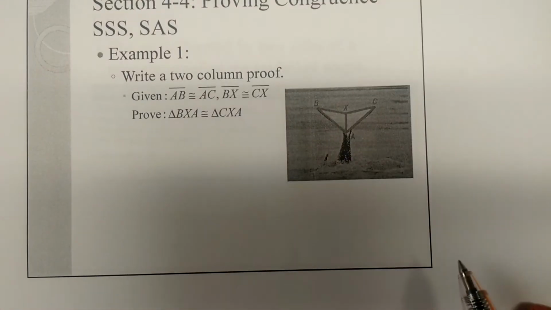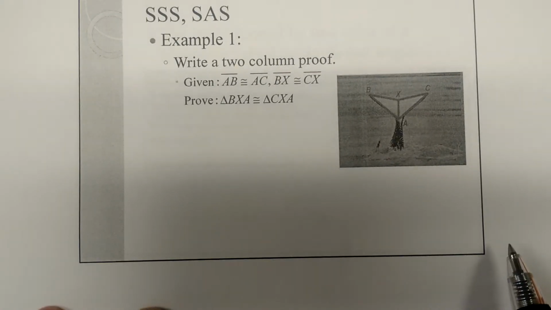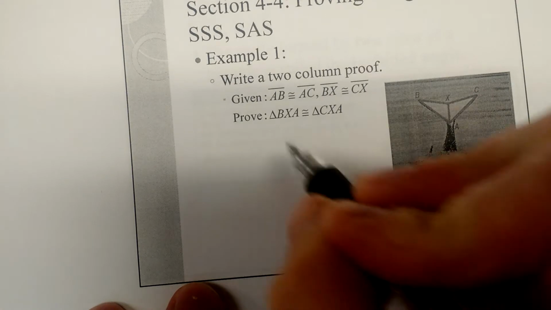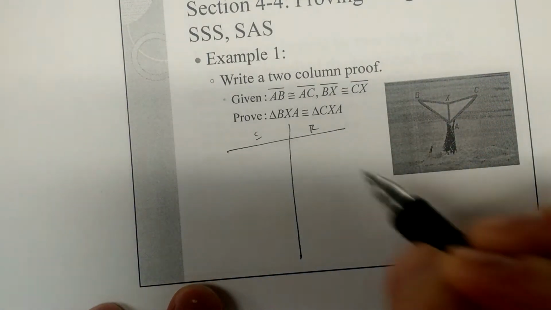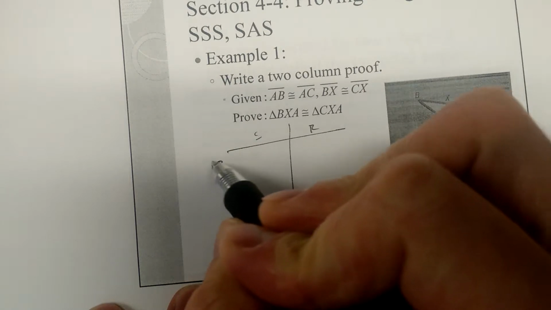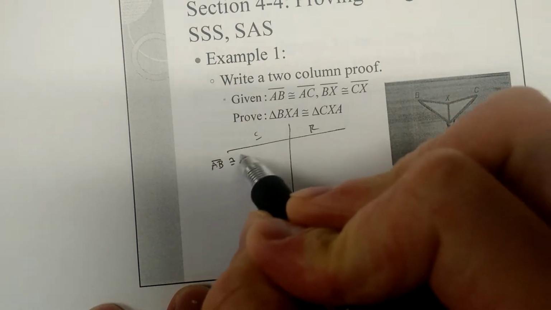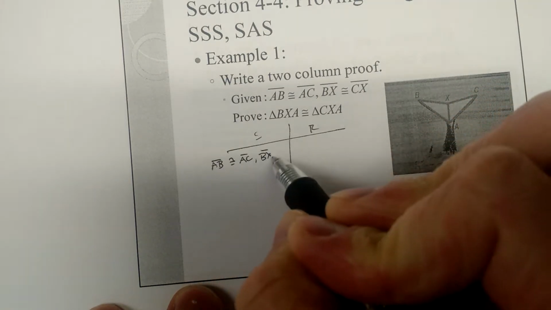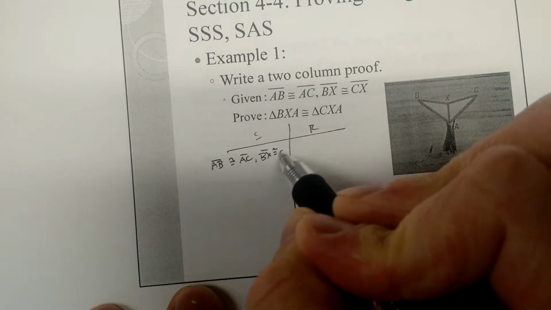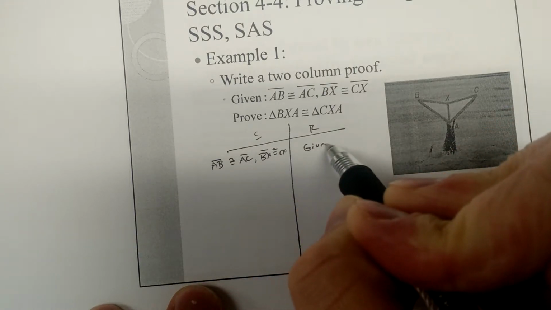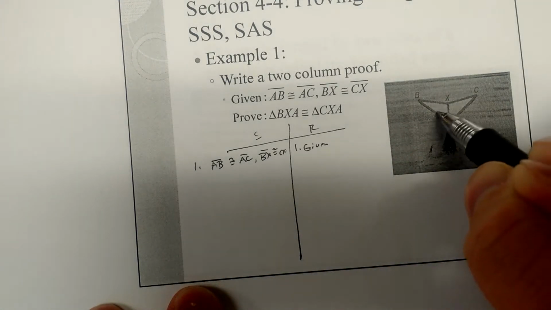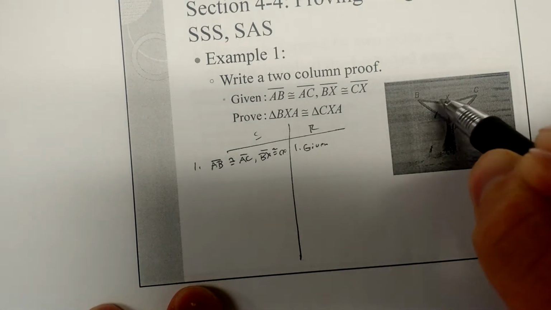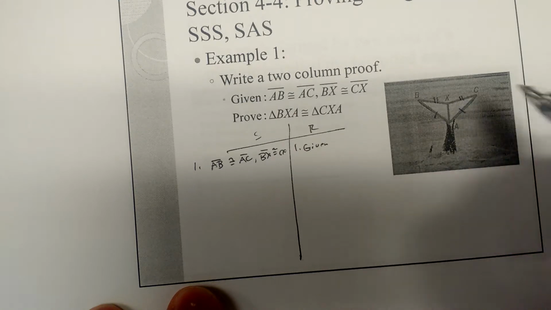So here, write a two-column proof. Given that AB and AC are congruent, BX and CX are congruent, prove the two triangles congruent. So for statement and reason, remember your first statement is always the given. So AB congruent to AC, BX, I leave myself a whole lot of room, congruent to CX, that is given.